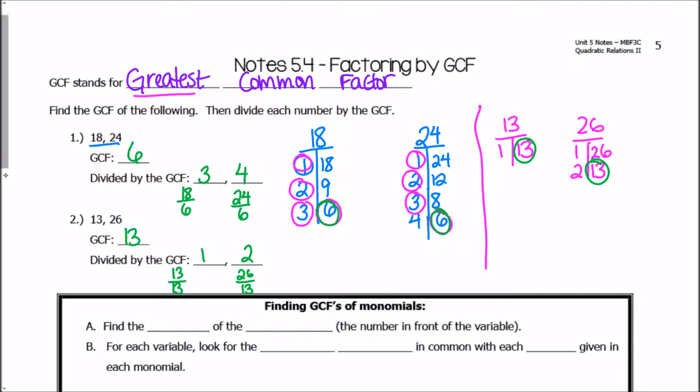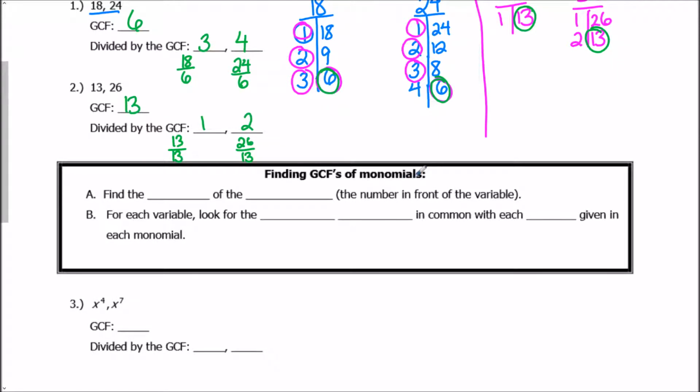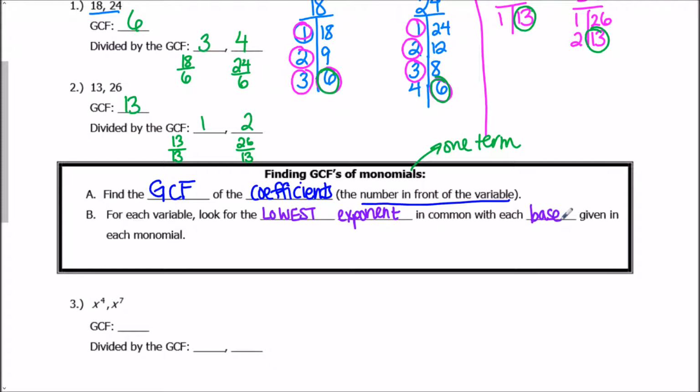Okay? All right, so steps to finding GCFs of monomials. A monomial is just one term. So the first thing I'm going to do is find the GCF of the coefficients. And the coefficients, you guys, are just the number in front of the variable. Then for each variable, and this is really important, I'm going to look for the lowest exponent in common with each base given in each monomial. And I'll explain to you guys what that means right now.